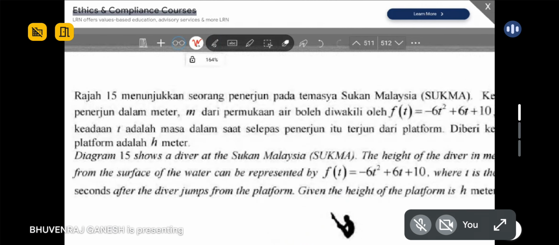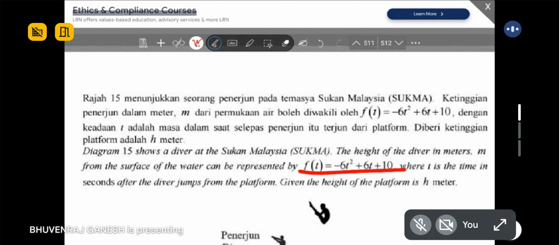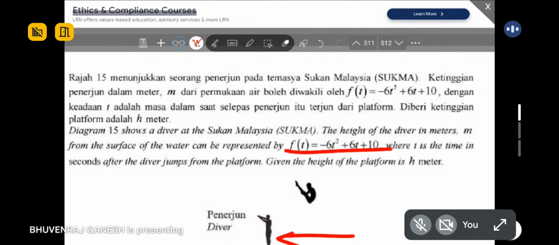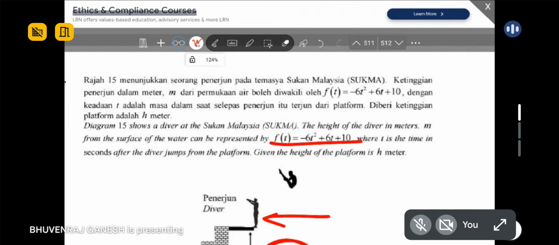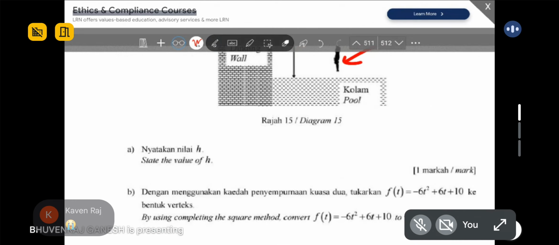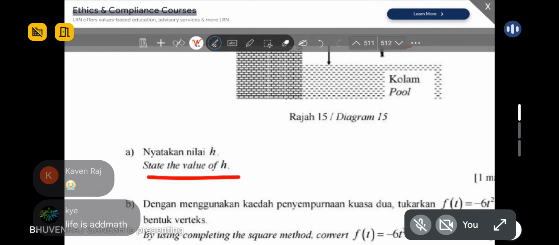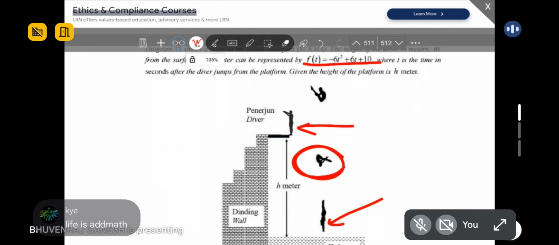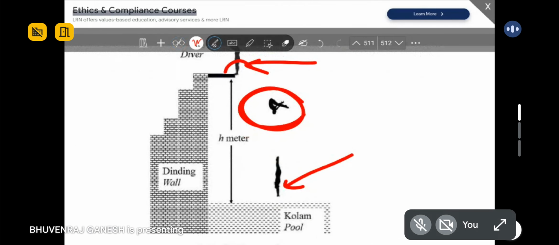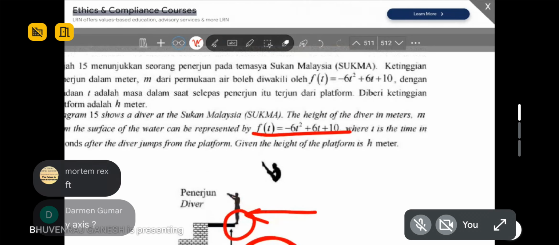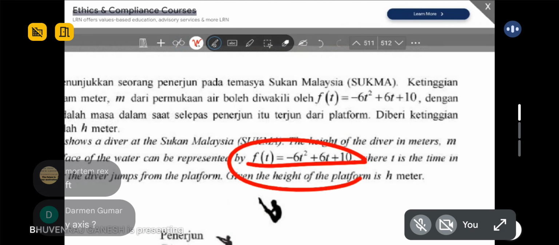Okay, so for this one, they tell you Ft equals this equation. So diving also has an equation. Bila terjun pun ada Add Maths, tau. Whatever you do also has Add Maths. Okay, so this is the equation. Now they ask you to state the value of H. What is the nilai H, guys? May I know? H is the height from the diver to the pool. So how are you going to find that? You only have this equation.